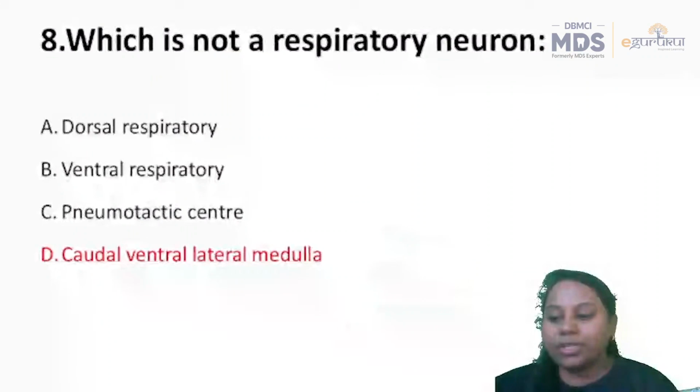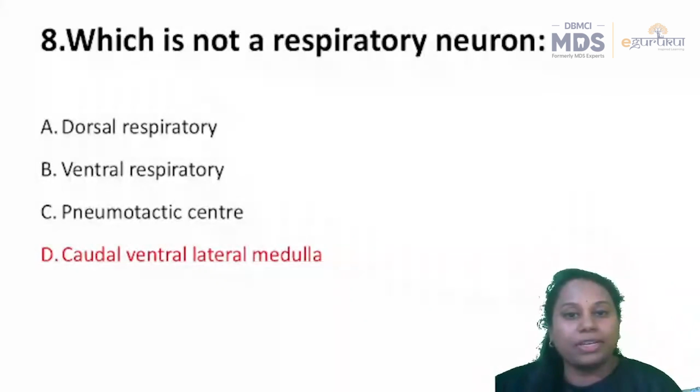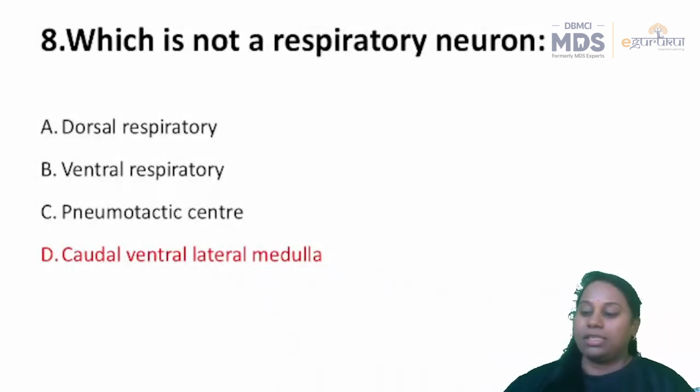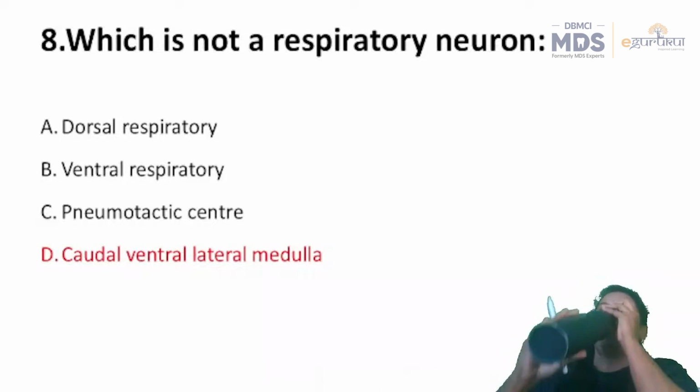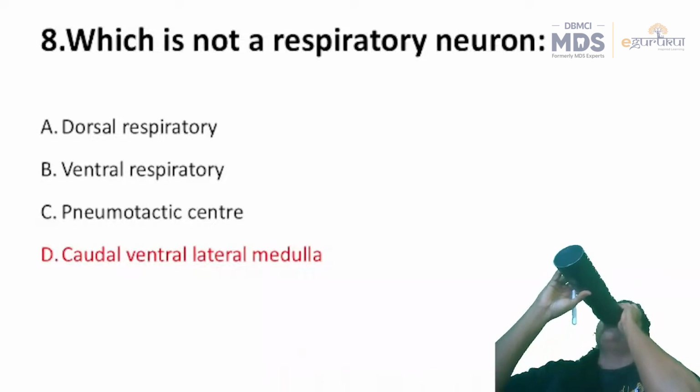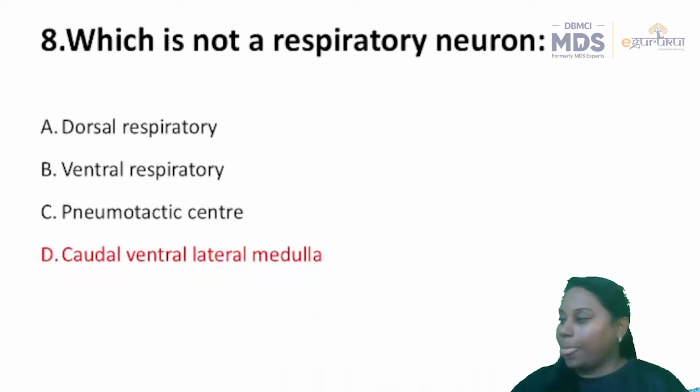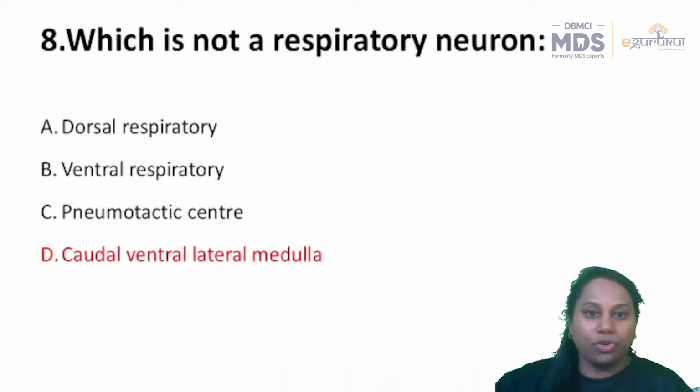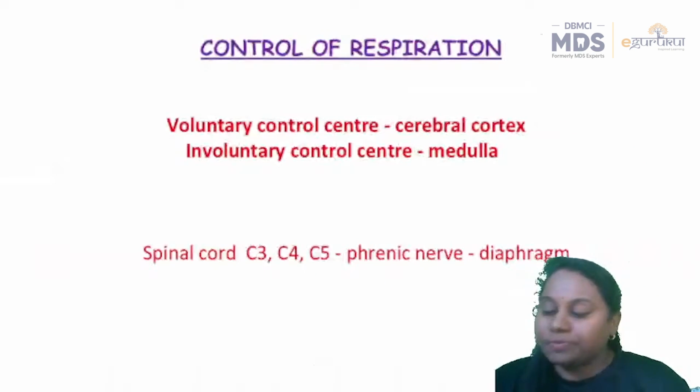Over to the next question. Which is not a respiratory neuron? The answer is caudal ventral lateral medulla. Let's discuss respiratory neurons and then we'll come back to this question.